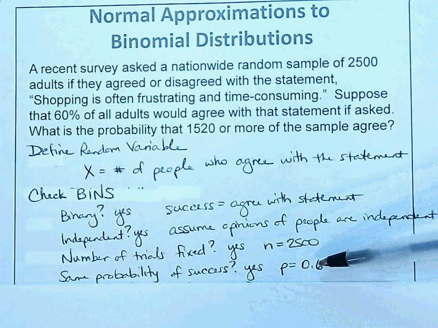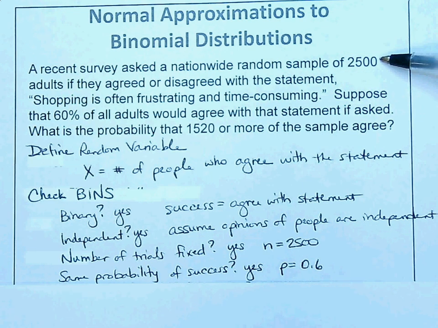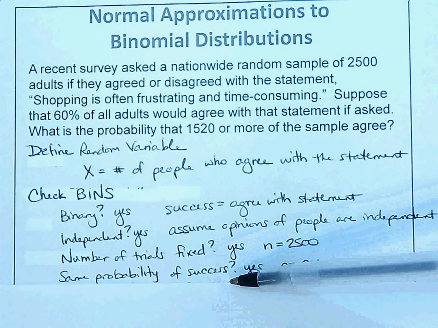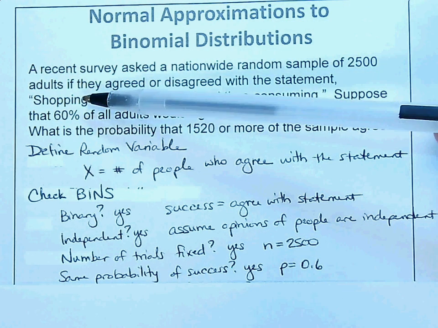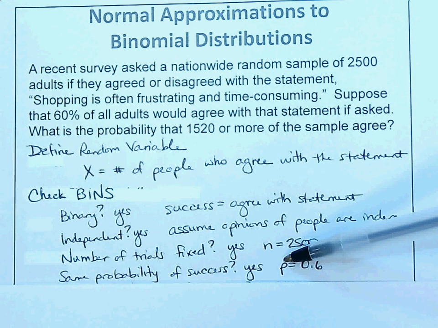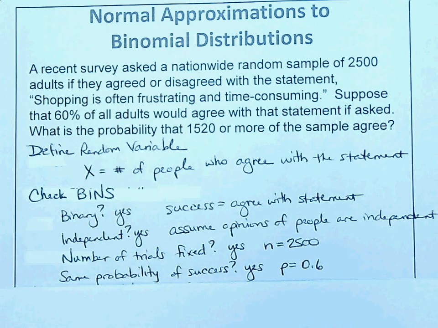Is the number of trials fixed? The answer is yes, 2,500. I have a random sample of 2,500 adults, so I only have 2,500 chances to either succeed or to fail. And the next question I'm asking is, do I have the same probability of success for each person I poll? And the answer is yes, because 60% of all adults agree with the statement. So my probability of success is 0.6. So I've checked the BINS, and I do have a binomial distribution.